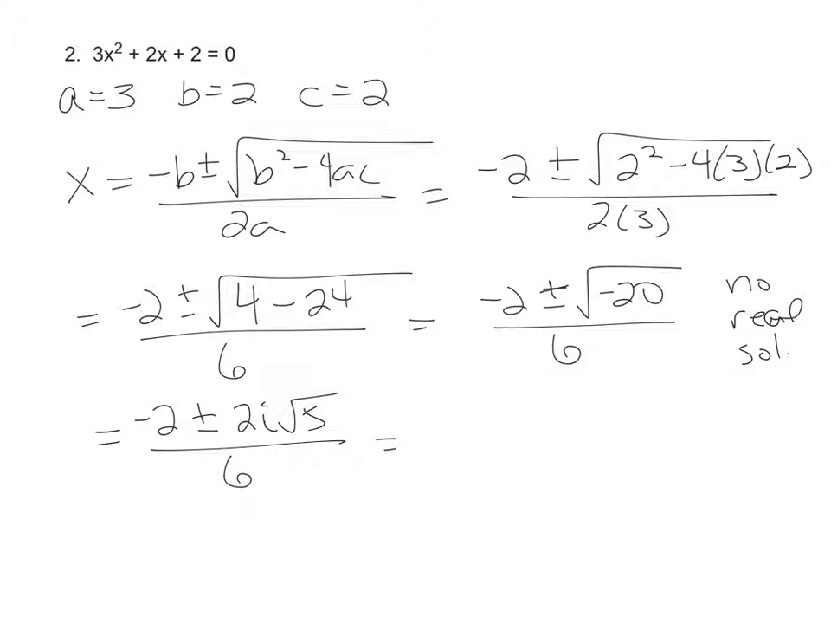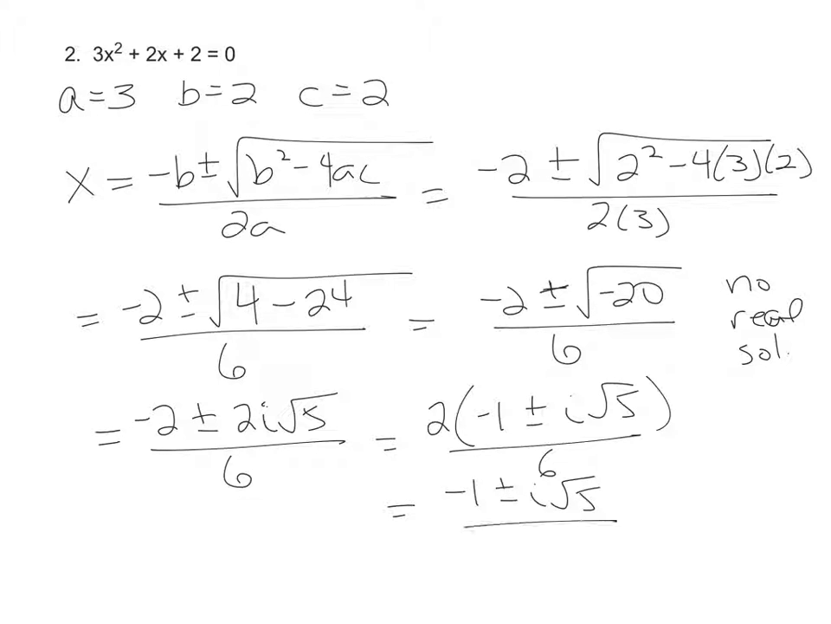What I'm going to need to do is, technically what we do is we factor out a 2, and I would have negative 1 plus or minus i square root of 5 over 6, which ends up giving me negative 1 plus or minus i square root of 5 all over 3, because I can reduce the 2 with the 6. And so I end up with just negative 1 plus or minus i square root of 5 over 3. And a common mistake is that people reduce that incorrectly, and you need to be very careful about that.